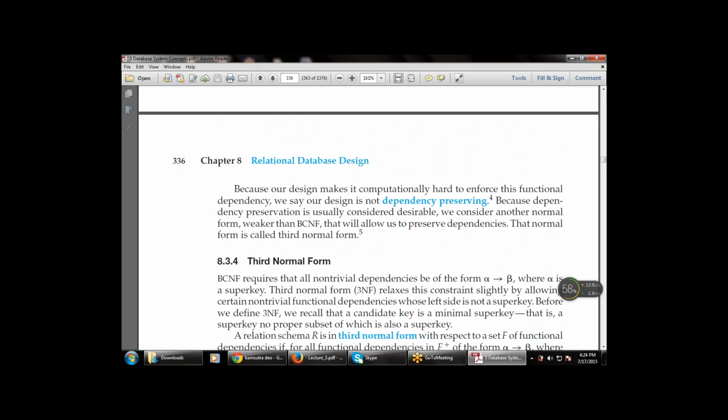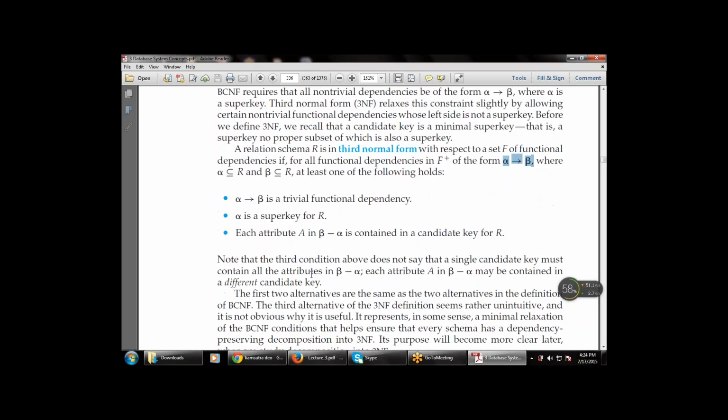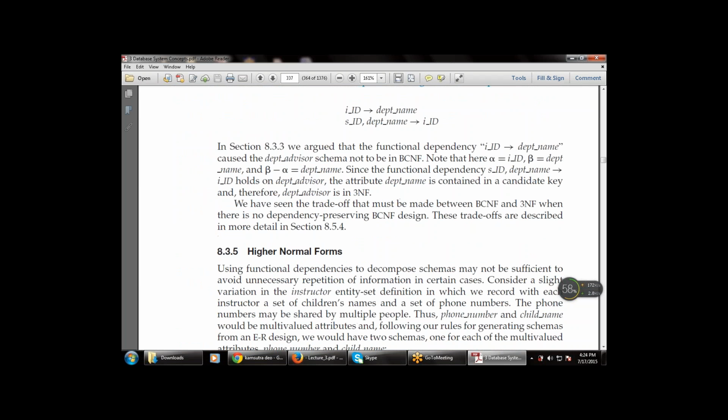Now we will discuss the third normal form, that is, what is the meaning of third normal form. We say a relation schema is in third normal form with respect to the set F of functional dependencies if for all functional dependencies in F, alpha arrow beta holds. That is the third normal form. Duplication can be removed, and one table depends on the functional dependencies.